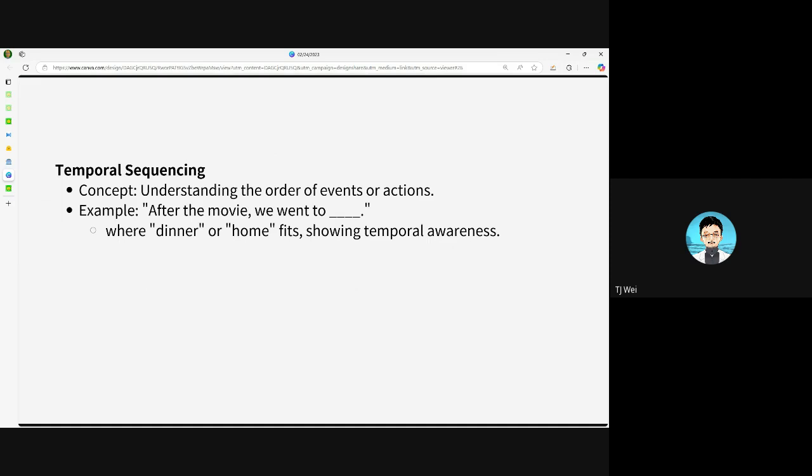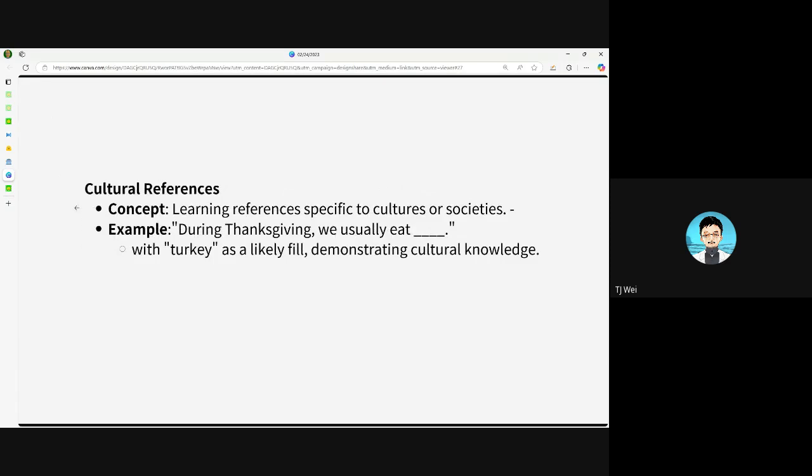So understand the order of events or actions. Like after a movie, we went to dinner, then to home. Also, there will be some temporal sequencing, like the order of the events or actions. And also, it will have some cultural knowledge, cultural references. For example, we can imagine a sentence like: during Thanksgiving, we usually eat.